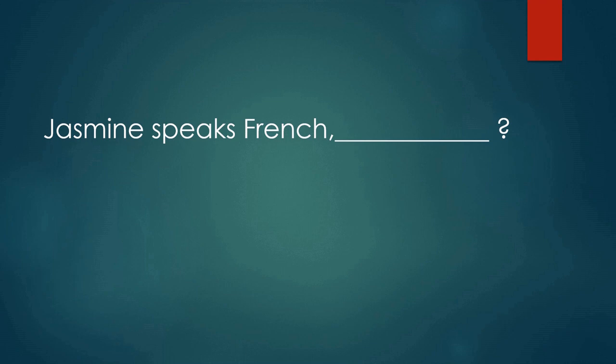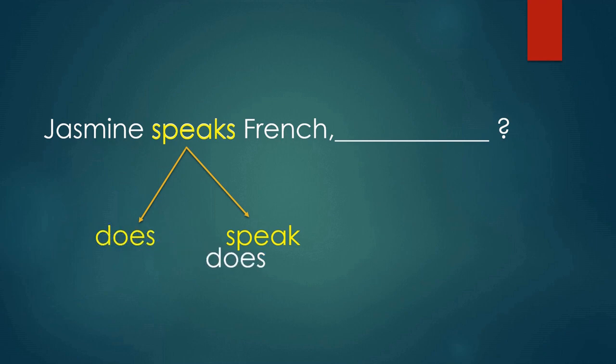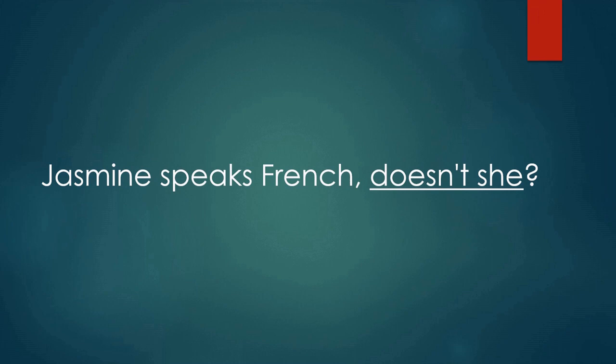Jasmine speaks French. Here, speaks is the verb and it can be divided into does and speak. So we have the auxiliary does, we take it to the tag. We need a negative tag since it is a positive sentence. Therefore, doesn't she? Jasmine speaks French, doesn't she?